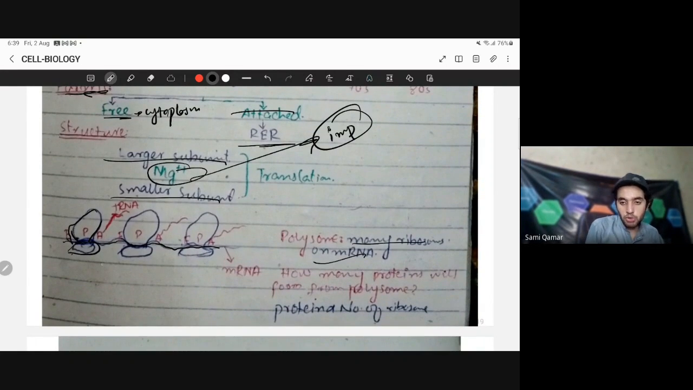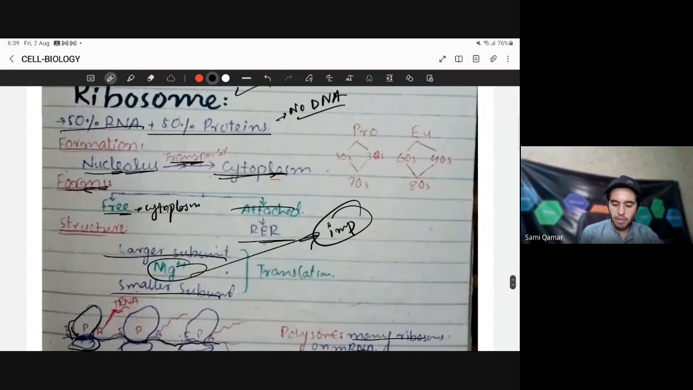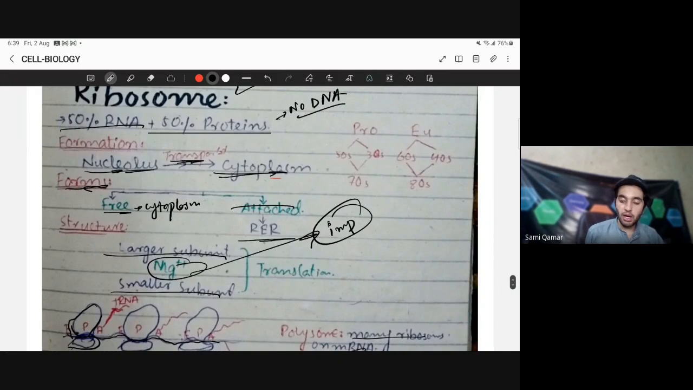See here, many ribosomes are attached on messenger RNA. This structure is known as polysome. How many proteins will form from a polysome? The number of proteins is equal to the number of ribosomes attached. So the more ribosomes, the more protein will form. An important thing: in a prokaryote cell it will be 70S, in a eukaryote cell it will be 80S.